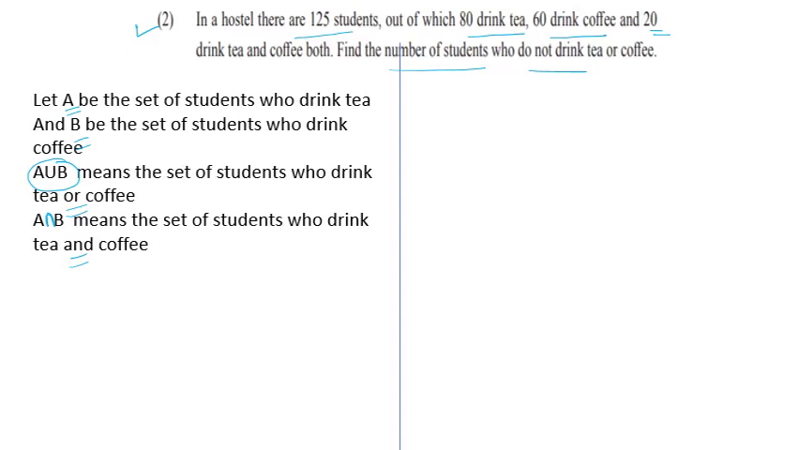Then A union B means what? A union B means the set of students who drink tea or coffee. And A intersection B means what? The set of students who drink both tea and coffee.